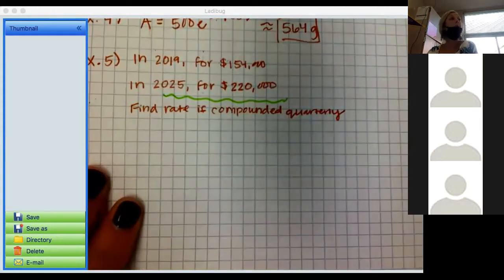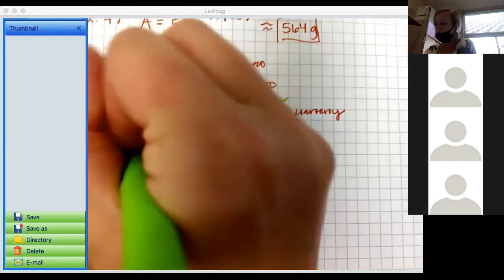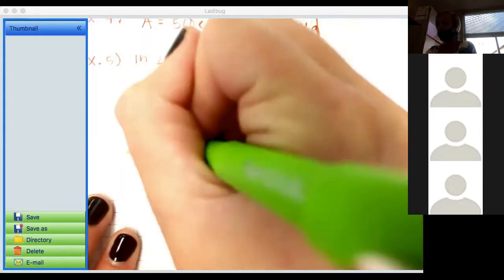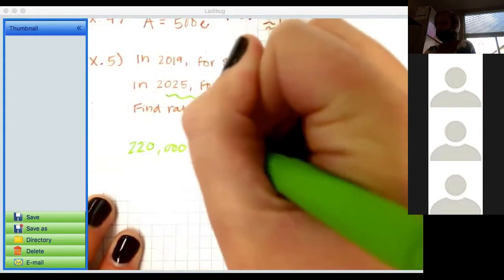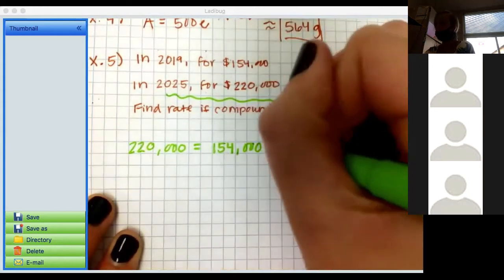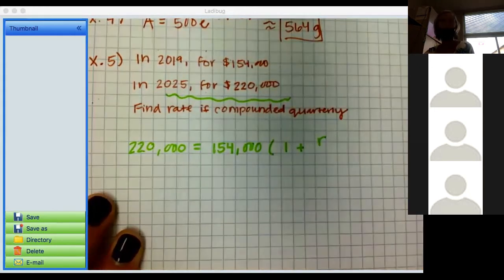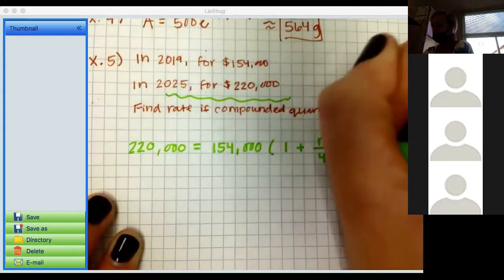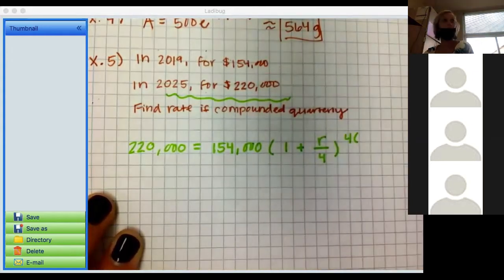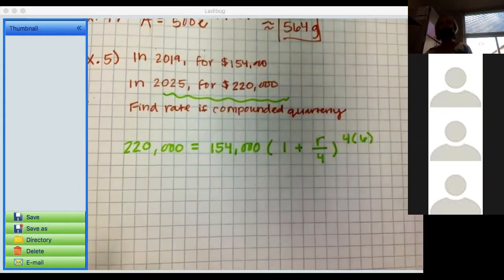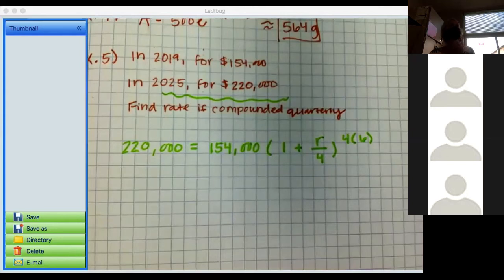I sold it. My final amount that I sold it for was $220,000. My initial amount was $154,000. We don't know the rate. Does everybody agree with that? So I'm going to put R. But how many times am I compounding it? 4. And then good. Colin, how many years has it been? 6. Good. Don't let them trick you with that. There's one like this on the test. 6 years. It's been 6 because they gave me 2019, 2025. 6 years.